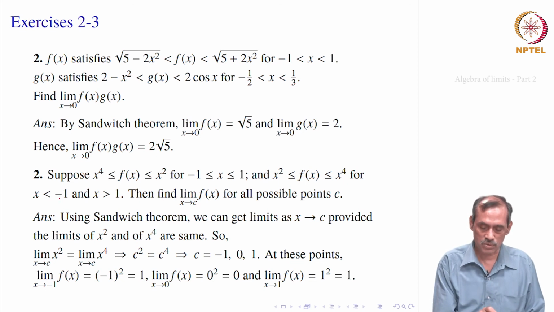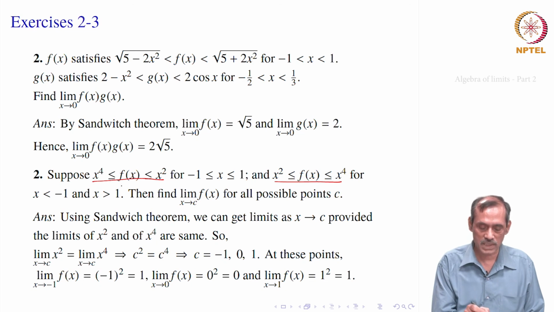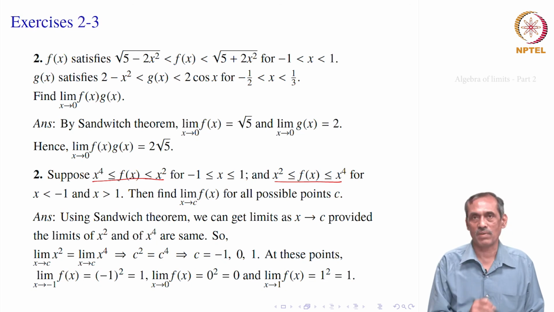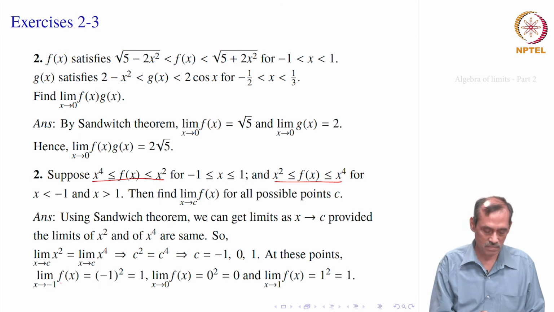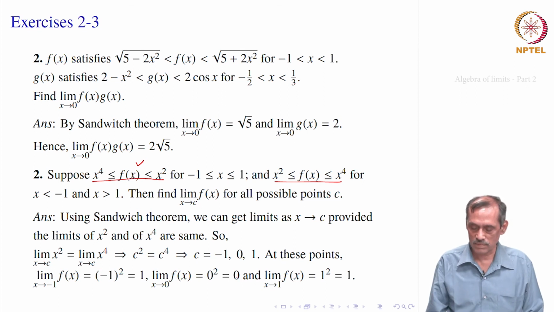If it is less than minus 1, this inequality is applicable. If it is greater than minus 1, then the other inequality is applicable. So, both are applicable. But when x goes to minus 1, the limit of x fourth and the limit of x square are both 1. So, by the Sandwich theorem, the limit of f of x as x goes to minus 1 is equal to 1. Similarly, at 0, only this one will be applicable and that gives us 0 on both sides, therefore the limit is equal to 0.